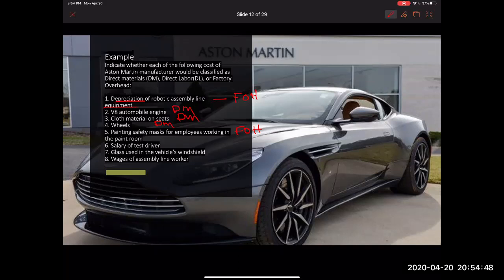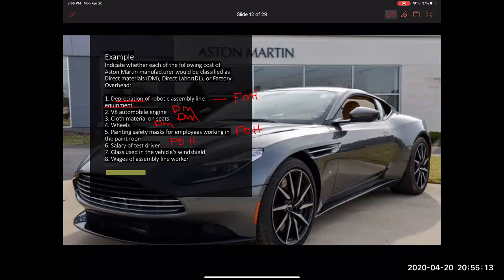The salary of the test driver. Now, I'm going to say that one's factory overhead as well. We need the test driver, let's not be mistaken, right? We need the test driver to make sure it curves and turns and it stops like it's supposed to, but they did not manufacture the product, right? They are just part of the testing of the product. So in that case, it is factory overhead.